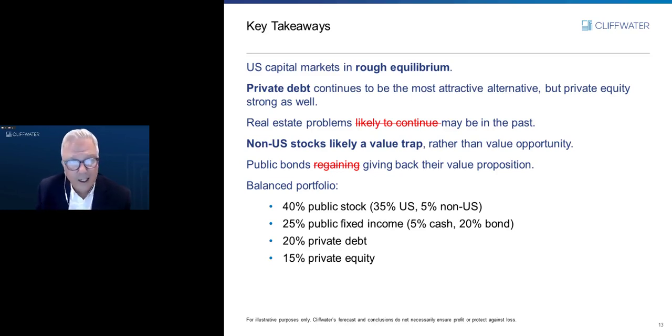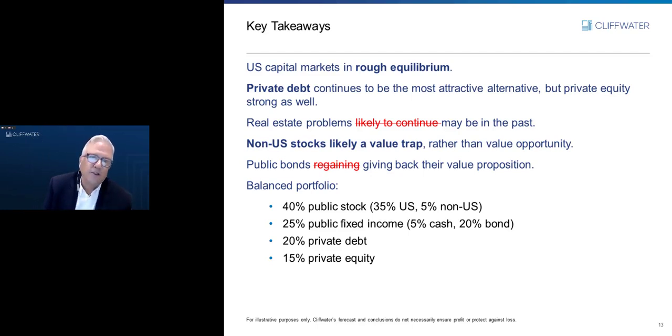Just key takeaways. We're in rough equilibrium, I think, in the capital markets. Private debt still seems to be the most attractive, but private equity, particularly with the pickup in the S&P 500, seems to be a strong buy as well. I've been negative last quarter. Basically, I edited last quarter. That's what these crossouts are.